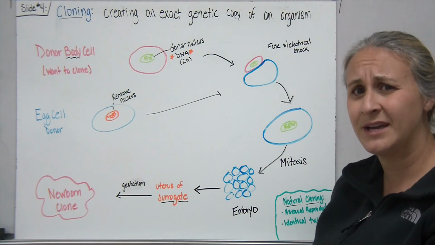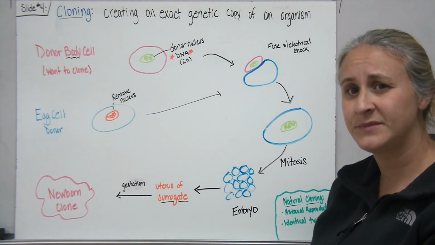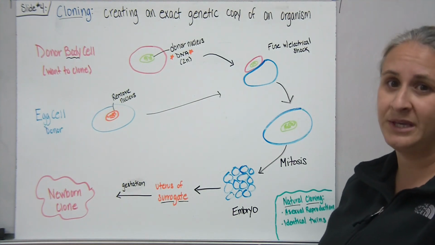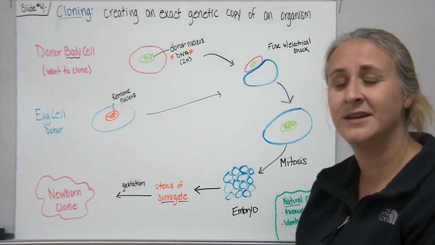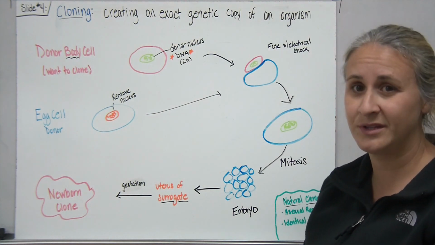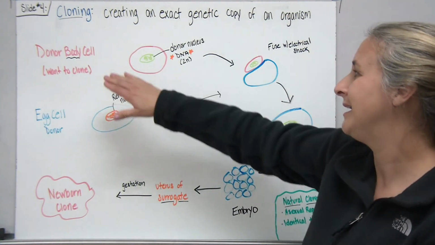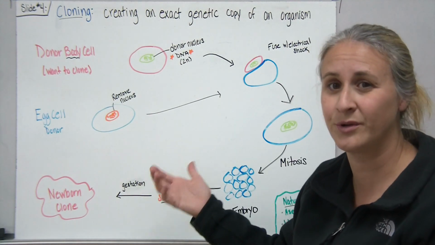So if you think about some natural ways that we've had cloning, asexual reproduction in organisms that are a little bit more simplistic, like bacteria, amoeba, paramecium, and we've also had identical twins. Identical twins happen naturally, and they have exact copies of DNA from each other. It's a natural way of cloning. It's just not a way that we can control or predict.